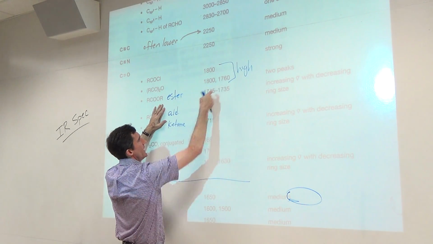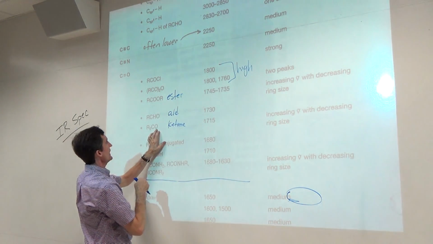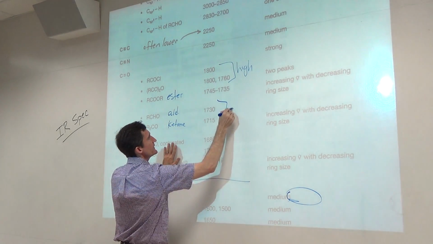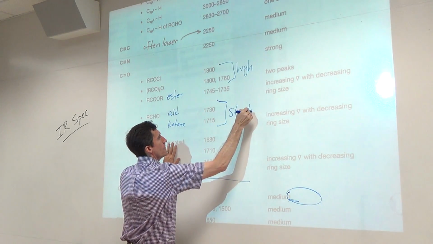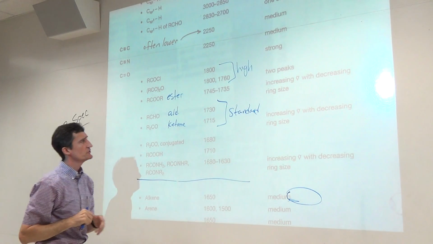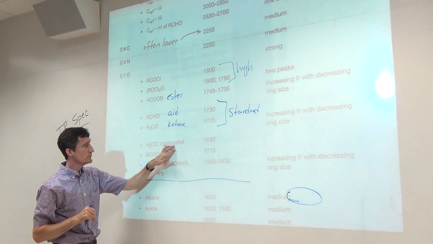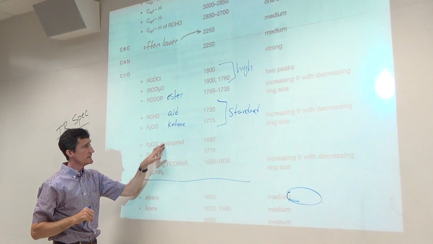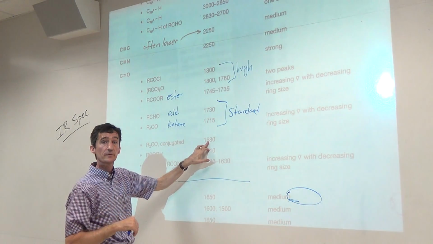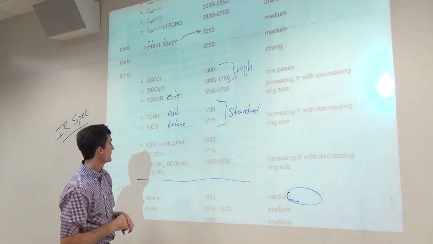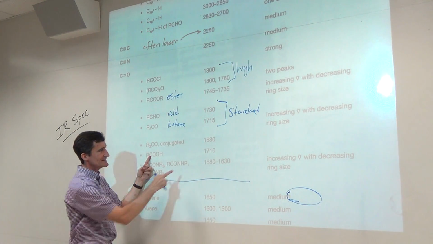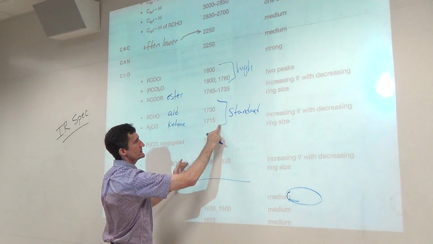Esters tend to be a little bit high. Your aldehydes and ketones sort of standard. You know, right around 1700, very standard. Can be a little bit below if it's conjugated. We'll at some point explain what conjugated means and why conjugation always typically lowers the value. Carboxylic acid, that's again standard. These are all pretty standard here.